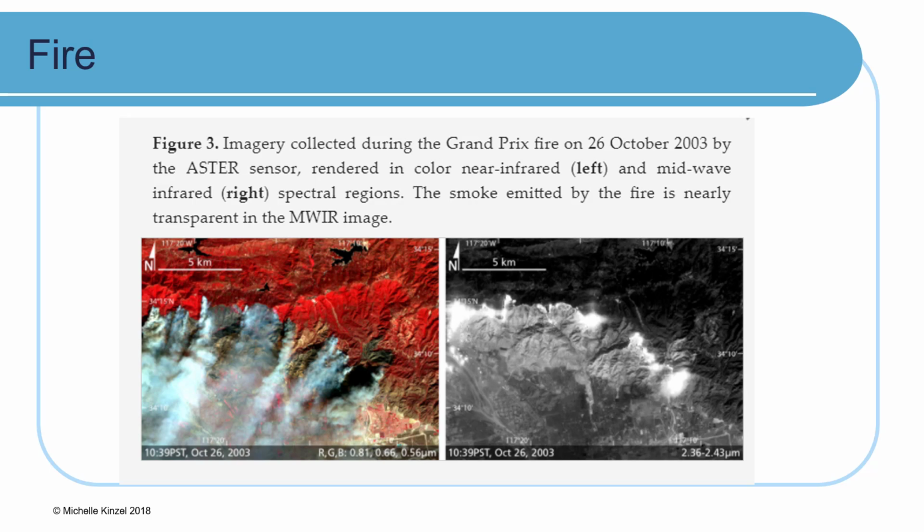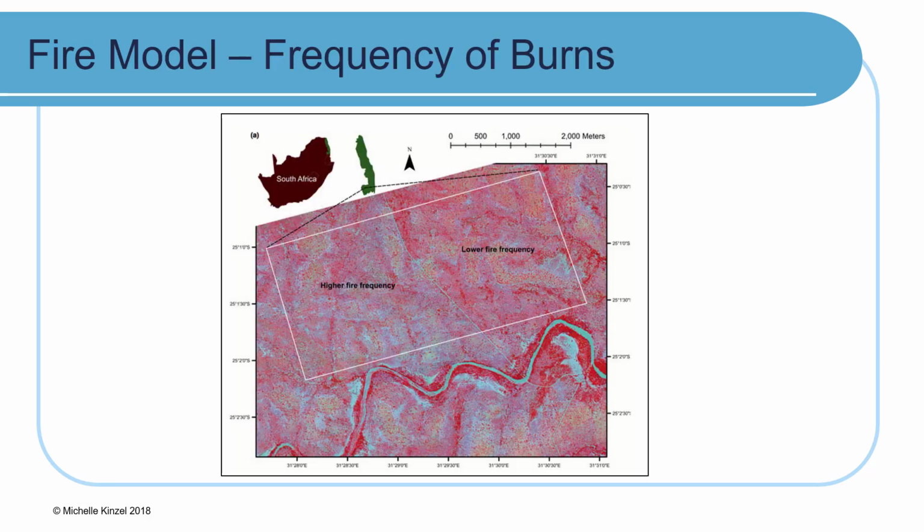This is imagery that was collected on the Grand Prix fire in October 2003. This was the Aster sensor, and it was rendering color in the near infrared and the mid-wave infrared spectral regions. The smoke emitted by the fire is nearly transparent in the mid-wave infrared image. But then on the left, you can clearly see those smoke plumes. You can create a model to look at the frequency of burns in an area and determine where there's a higher fire frequency versus a lower fire frequency, as shown here in this area of South Africa.